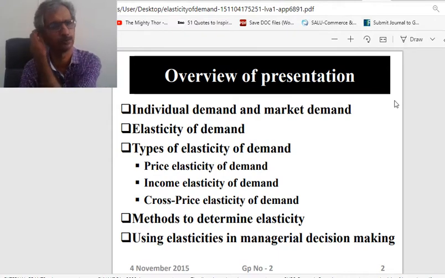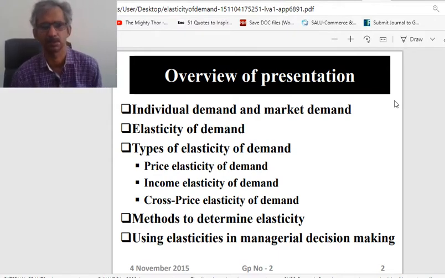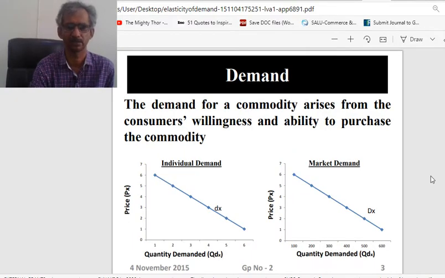So, overview of this elasticity presentation: individual demand and market demand, elasticity of demand, types of elasticity of demand, price elasticity of demand, income elasticity of demand, cross price elasticity of demand, methods to determine elasticity, using elasticities in managerial decision making. This will be the lecture's overview.